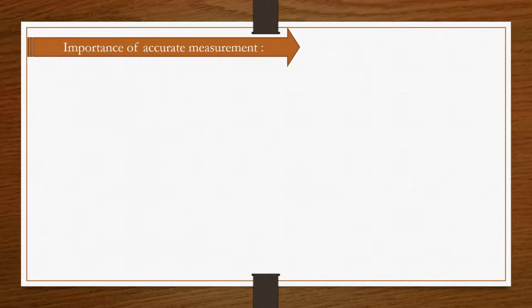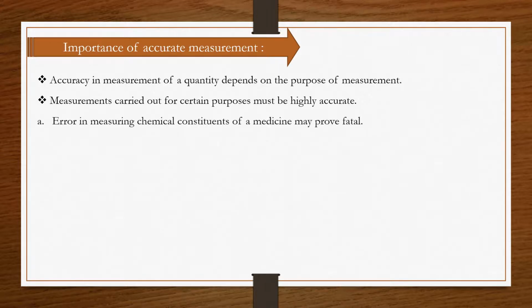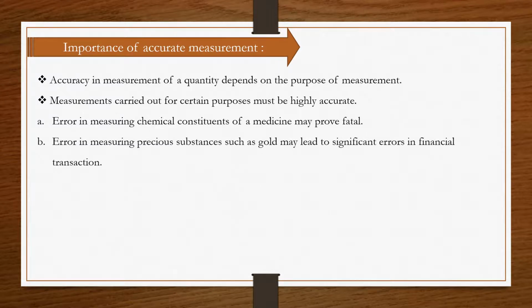Now, what is the importance of accurate measurement? Accuracy in measurement of a quantity depends on the purpose of measurement, and measurements carried out for certain purposes must be highly accurate. For example, error in measuring chemical constituents of a medicine may prove fatal, and error in measuring precious substances such as gold may lead to significant errors in financial transactions.